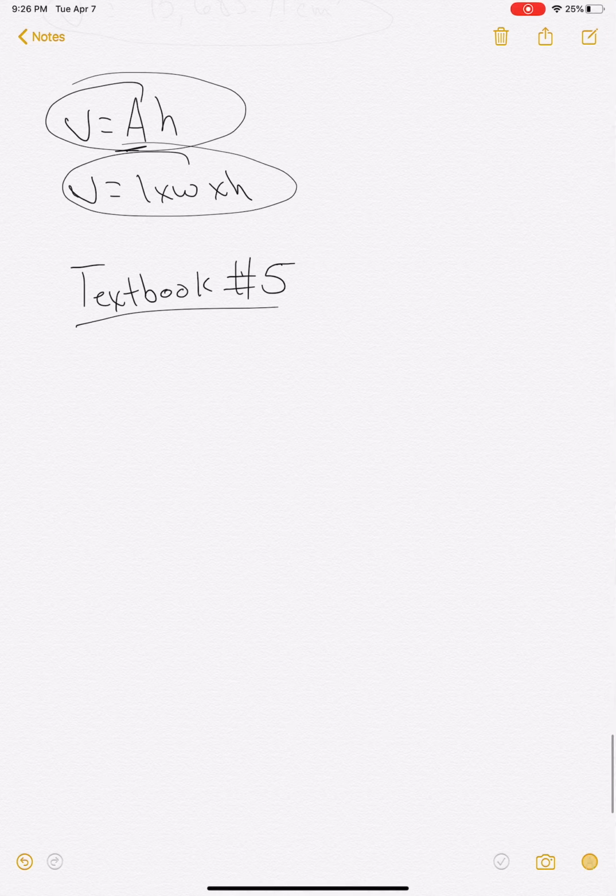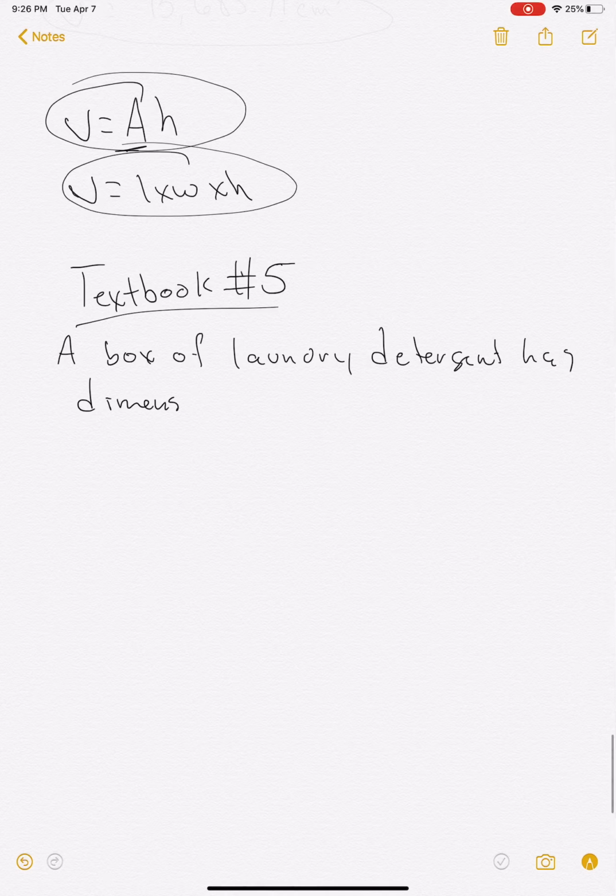Let's see. So in the question, I'll just write it out. A box of laundry detergent has dimensions 28 centimeters by 16 centimeters by 25 centimeters. So number 1 is going to ask you to sketch and label the box.